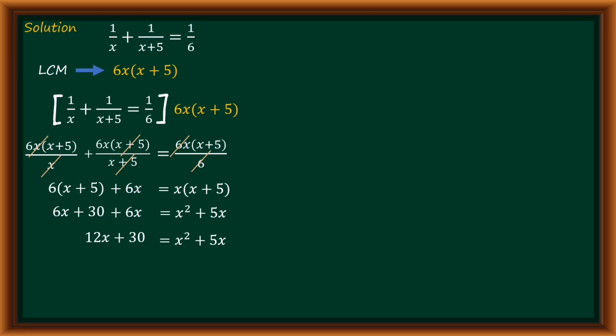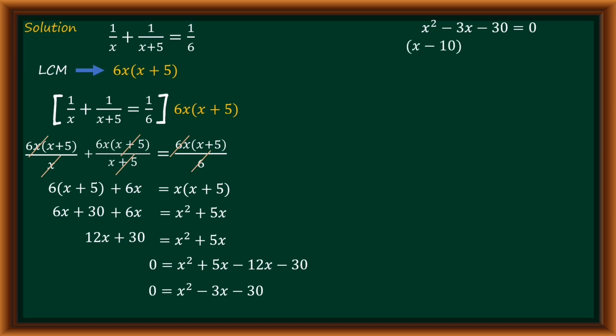To proceed to the standard form, let us transfer 12x plus 30 to the right side. We have 0 is equal to x squared plus 5x minus 12x minus 30. It will give us 0 is equal to x squared minus 3x minus 30. This can be written also as x squared minus 3x minus 30 is equal to 0. In factored form, it is written as the quantity x minus 10 times the quantity x plus 3 is equal to 0.